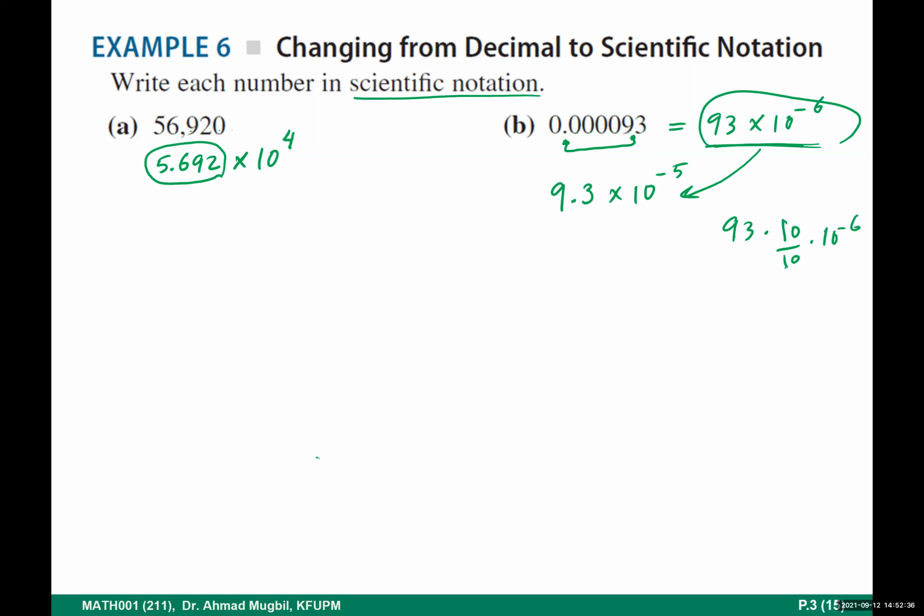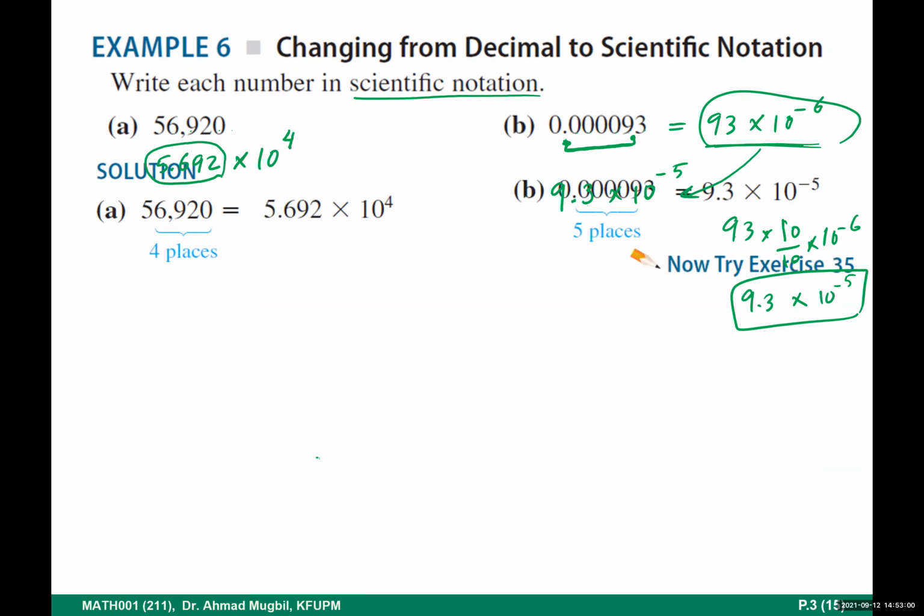It will be this 93 over 10. It will be 9.3 times 10 to the power negative 1 plus negative 6. It will be negative 5. Here we are. You can go from here to here by the same idea. But it is easier, ya shabab, to look at the decimal. Just move it to the right or to the left, according to what you want.